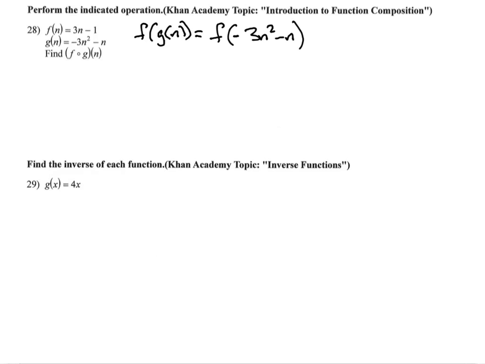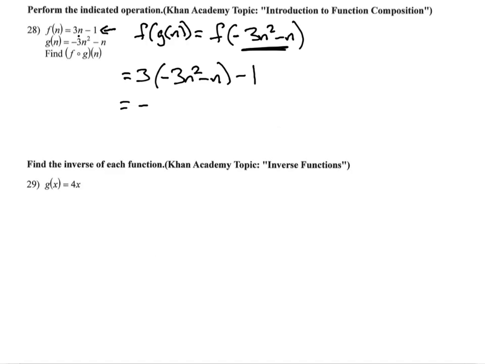So how we do composite functions, whatever is in our parentheses, that's what we plug into the function for the variable. So I'm going to look at f of n, and wherever we see n in f of n, we're going to plug in negative 3n squared minus n. So 3, and instead of n, we're plugging in negative 3n squared minus n, minus 1.